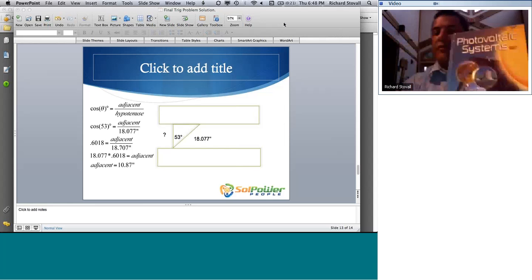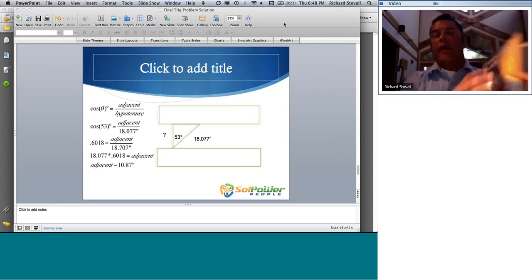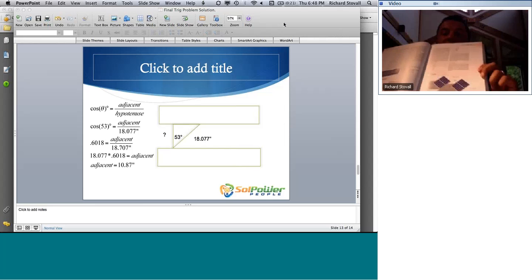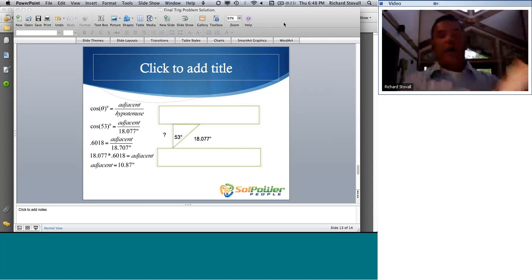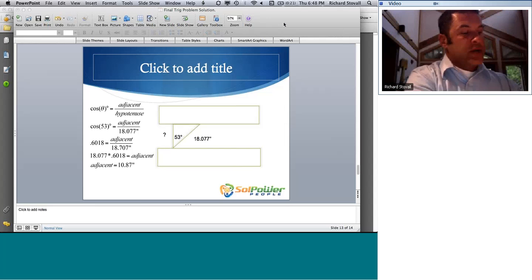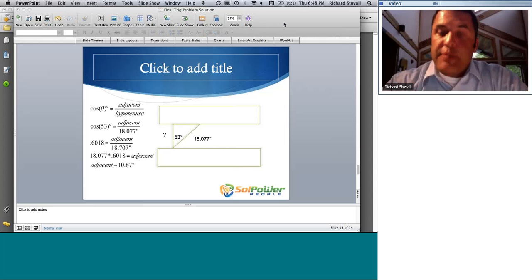we've got the photovoltaic systems textbook from Jim Dunlop, and if you go to page 77, he takes a stab at his explanation for how to account for inter-row spacing when you're dealing with an array that has an azimuth other than due south.